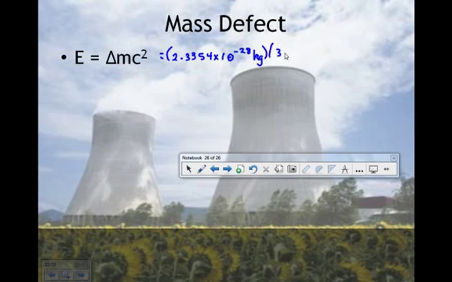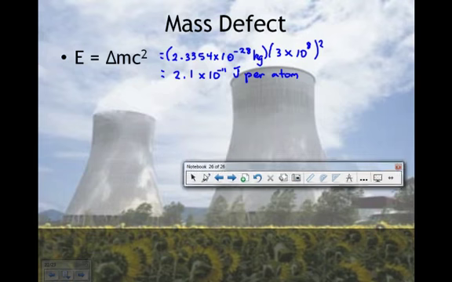And we're going to round that to 3 times 10 to the 8th meters per second. And that number is a big number and is squared. All right, so that's the amount of energy that we're looking at. Go ahead and calculate this through. I get 2.1 times 10 to the minus 11 joules per atom. Is that right? Yeah. 10 to the minus 11 joules. And this is per atom. For every atom of oxygen that forms, we get 2.1 times 10 to the minus 11 joules.